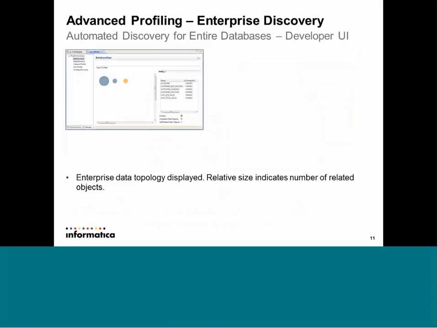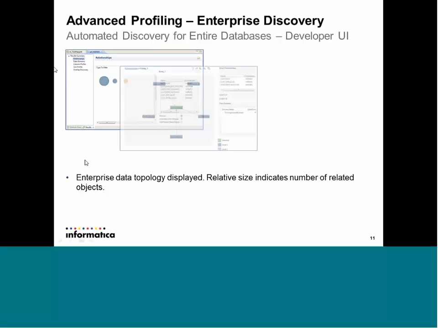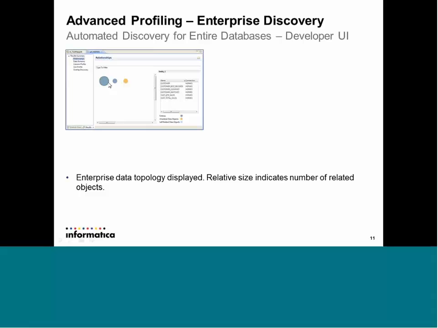So while you get a lot of the results in the Analyst UI, there are certain pieces of enterprise discovery that you will only be able to use in the Developer. One of those is this enterprise data topology. This shows you the relatedness of tables. Basically, the size of each of these circles is relative to the number of tables that have been found to have relationships. There are plans to have this in the Analyst in the future, but right now it's a developer-only piece of the tool.